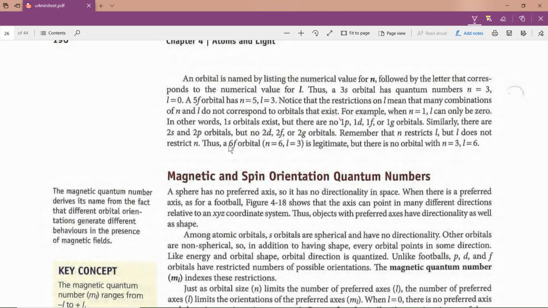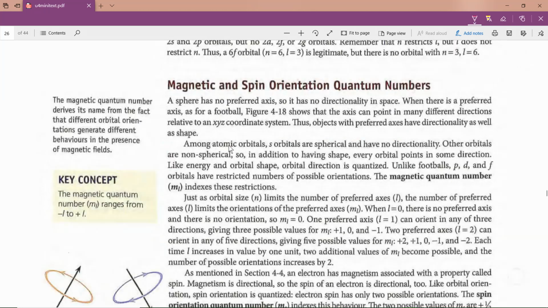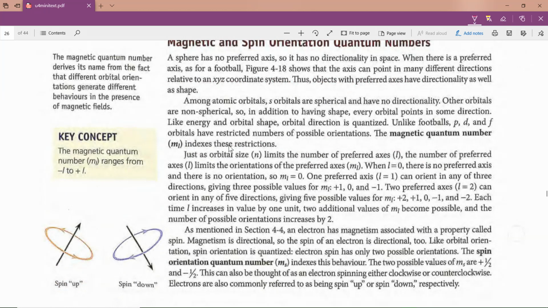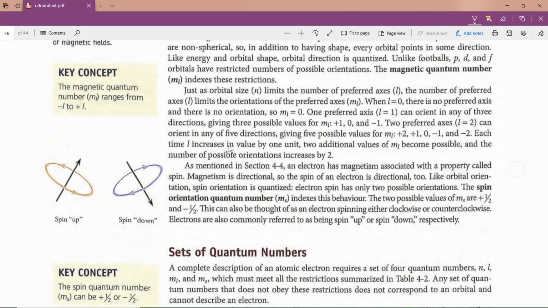Okay, so there we're looking at orbitals, but we still need a bit more information. We need the orientation of those orbitals. If it's a sphere, we don't care because it's spherically symmetric. But with p, d, f, etc., you do need some more information. So you need a third quantum number called m sub L. If L is 0, then it's an s orbital and there's no preferred axis of rotation. So m sub L is 0.